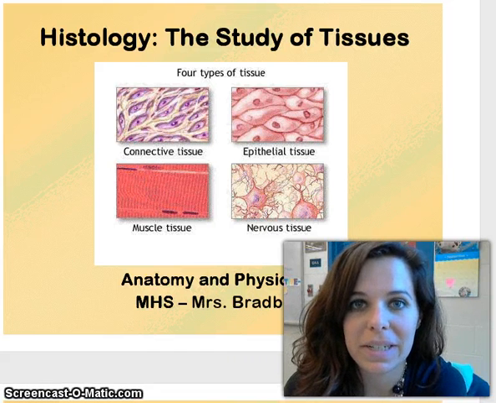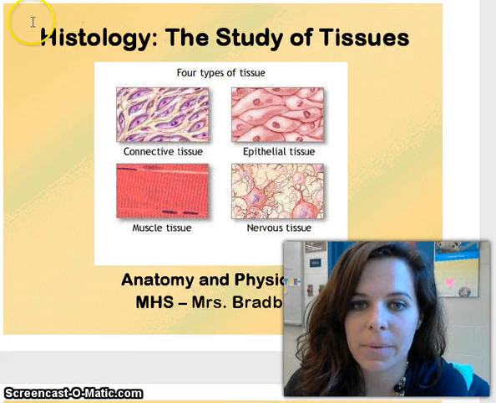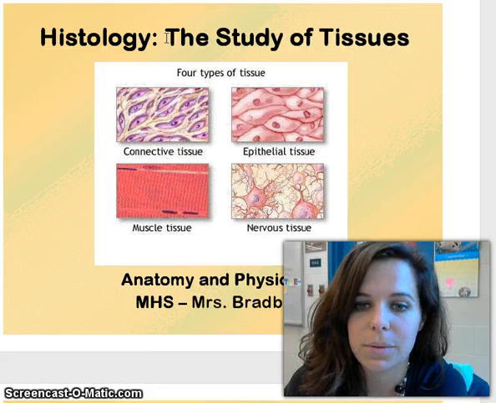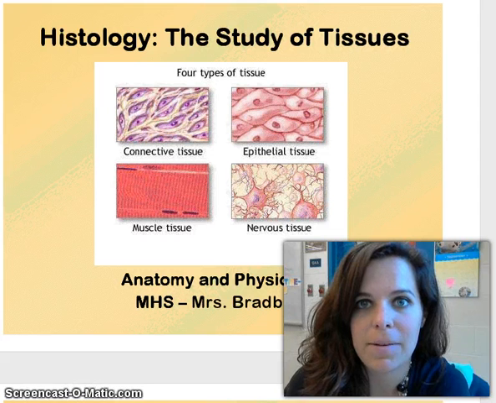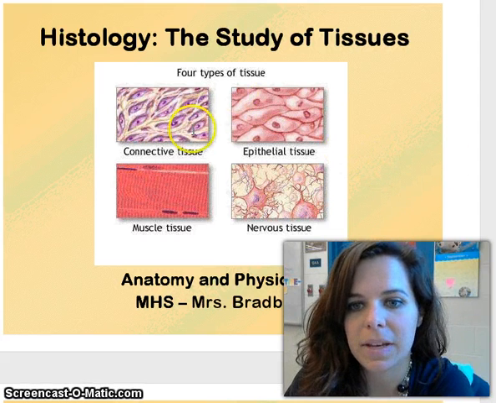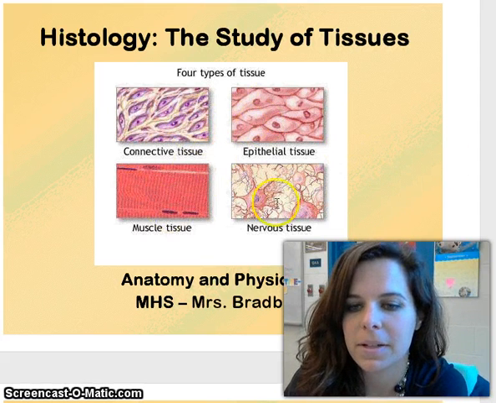We're going to be talking about different tissue types, which is literally what histology is, the study of tissues. Remember, tissues are cells that have a common function, and there's four main types. We have connective, epithelial, muscle, and nervous tissue.